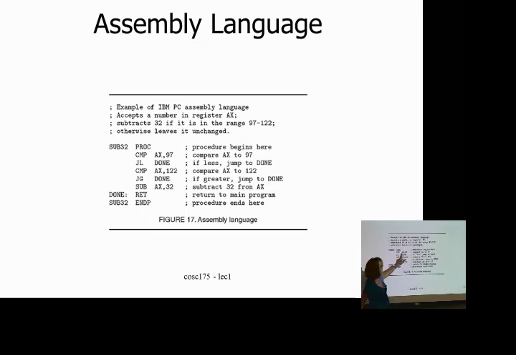This says compare AX to 97. This says jump if less than to done, which is down here. This says compare AX to 122. And this says jump if greater to done, which is here. And this says subtract 32 from AX, return. Okay, I'll give you this: it's better than binary. Still pretty code-like.